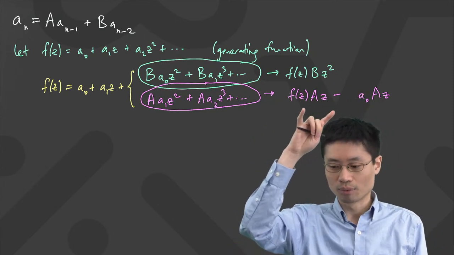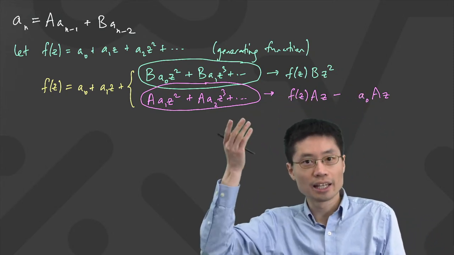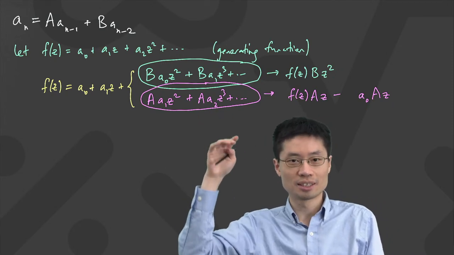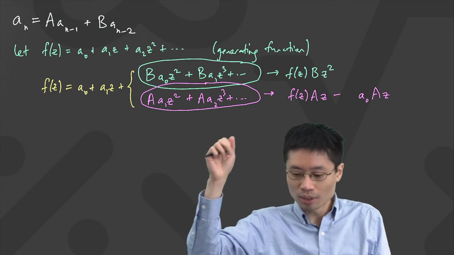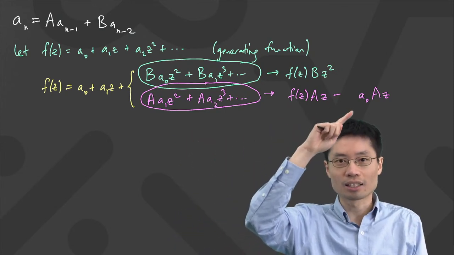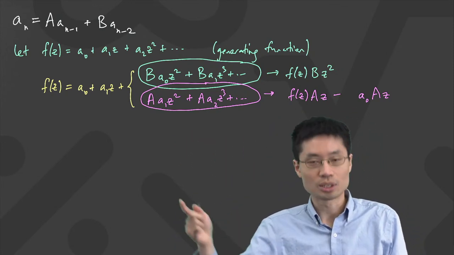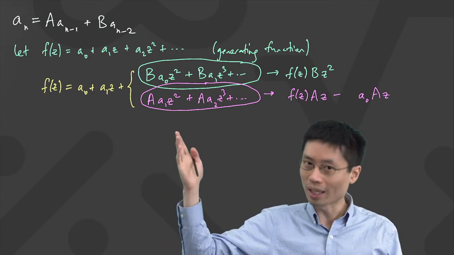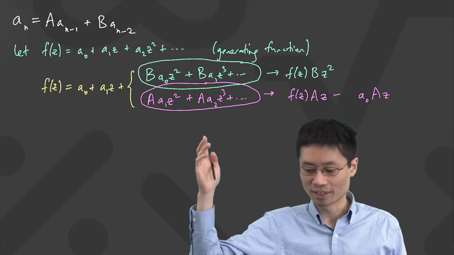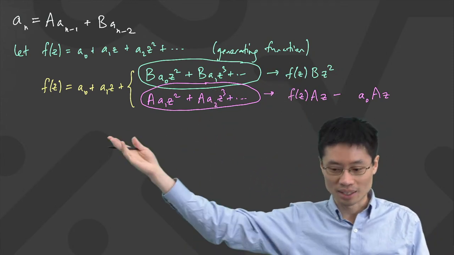It's like this thing here would be, yes, it looks like I just get an A and I upgrade all the powers of the z by 1. That's true, except that if I did that, I would need one more term, which has the a naught times capital A times z, which is missing here, right? Because it only starts from a1 times capital A times z squared. So that's okay, we got the right-hand side, we got the left-hand side.